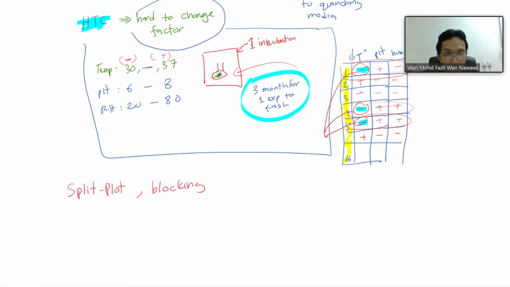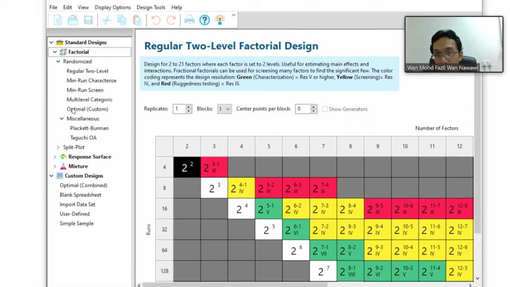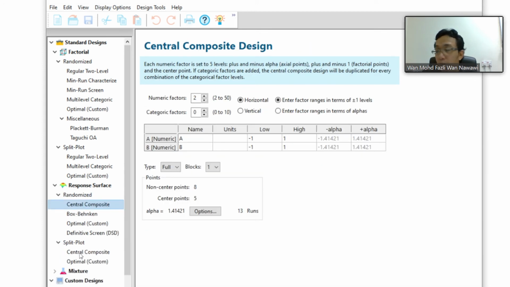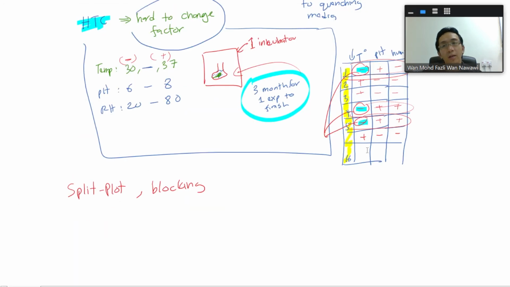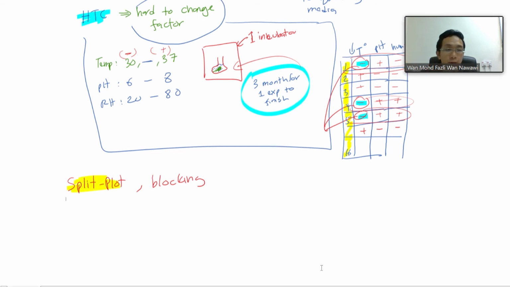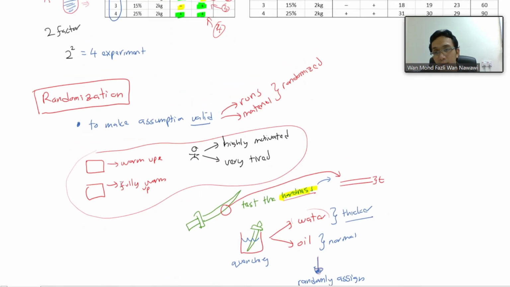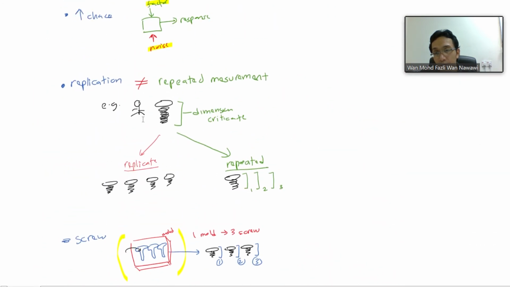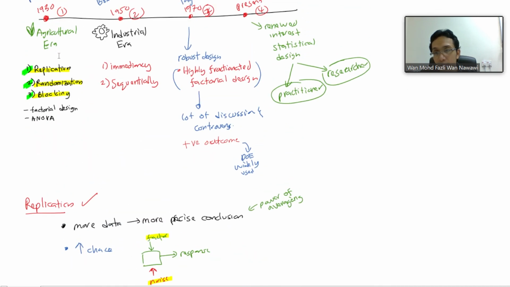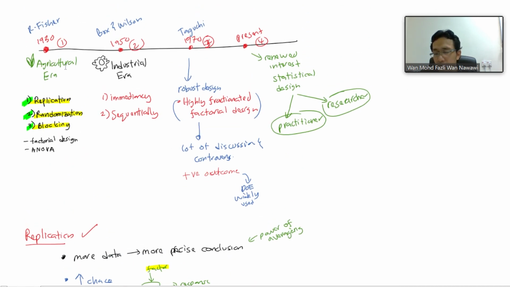So if you look at the designs here, you have this split plot design. You also have the response surface, and you also have a split plot design for that. The idea of the split plot, why they call it split plot, is because it comes from agriculture. When we talk about the history, you can see here, first is the agricultural era. So Ronald Fisher introduced this split plot method.